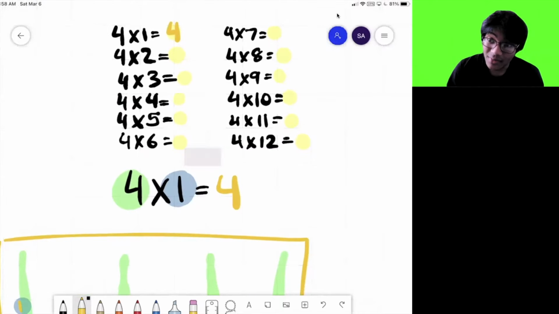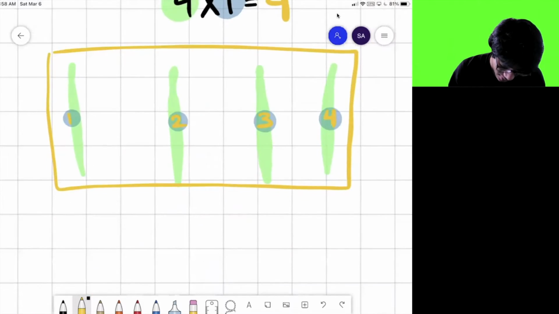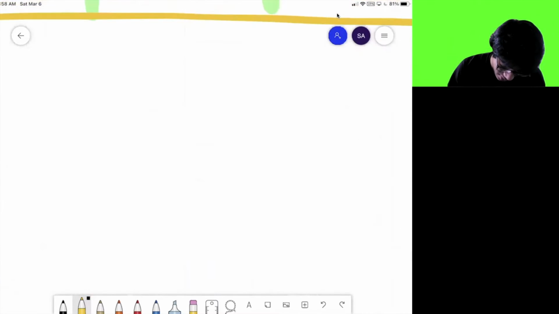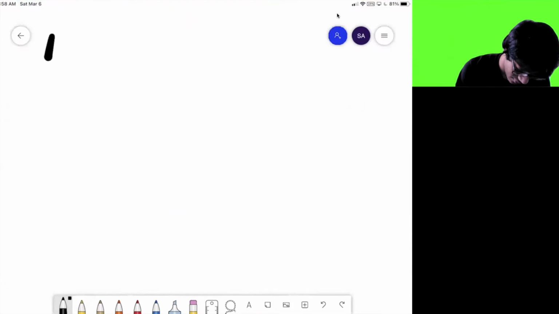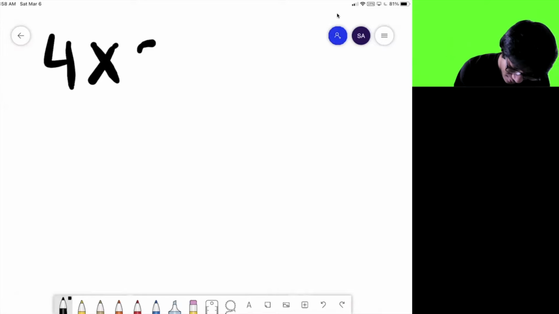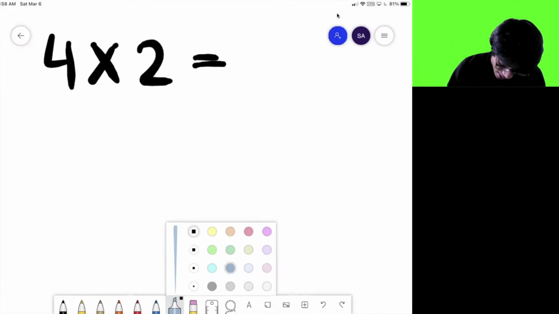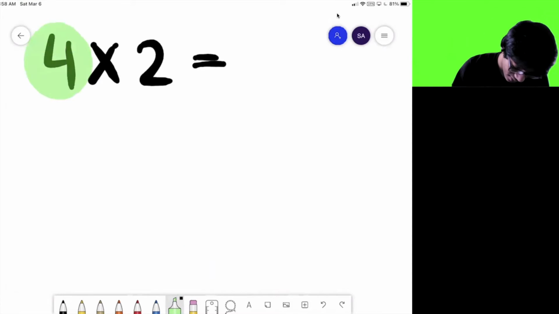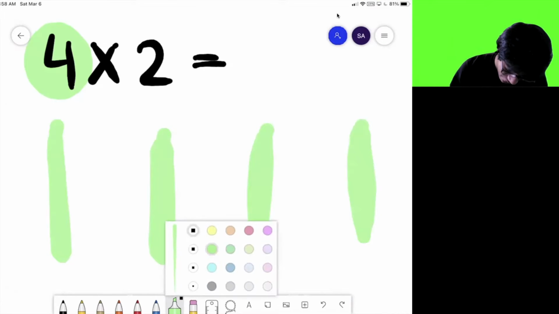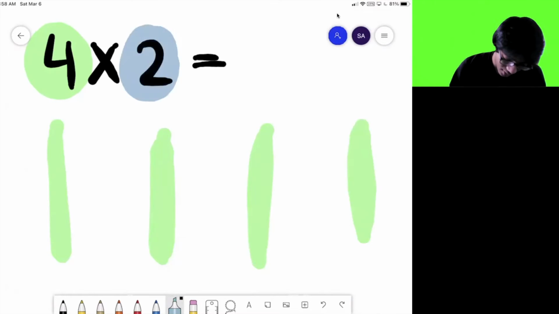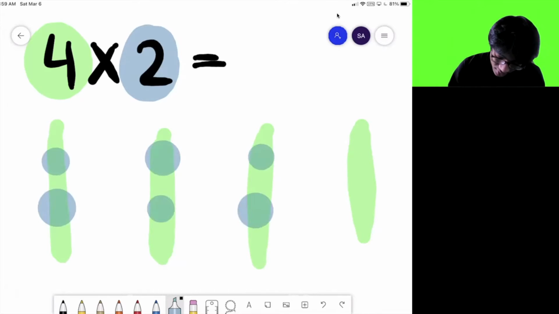Now let's do 4 times 2. Let's zoom in right here. Let's see if we can do 4 times 2. What does 4 times 2 mean? That means we have 4 columns again, 1, 2, 3, 4, and we have 2 dots in each column. 1, 2, 1, 2, 1, 2, 1, 2.